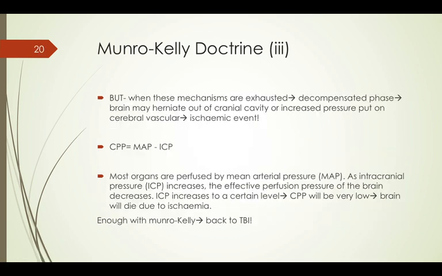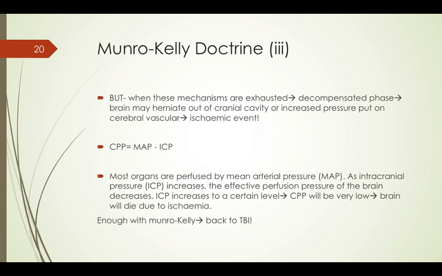So, just a little bit more about the Munro-Kellie Doctrine. Here I'm talking about the decompensated phase at the top. In other words, when you've got rid of the venous blood and the CSF, you don't have much room for error, at which point the brain tissue or penumbra starts to suffer. An equation to be aware of is the cerebral perfusion pressure is equal to the difference between the mean arterial pressure and the intracranial pressure.